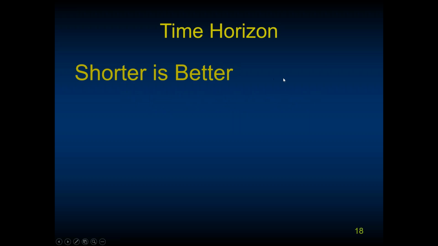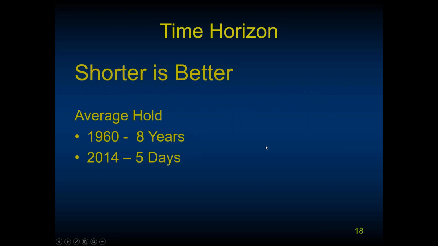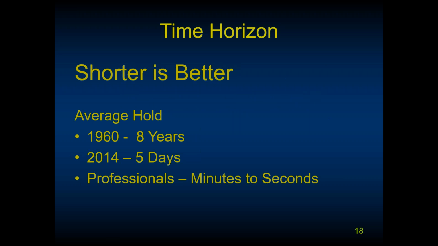This is a long-term trend. I think most of you are probably aware of it. In 1960, the average hold on a position was 8 years. Last year, it was 5 days. The pros are trading in minutes to seconds, high-frequency trading. Of course, we can't do that. But the point is that holds are getting shorter and shorter and shorter.